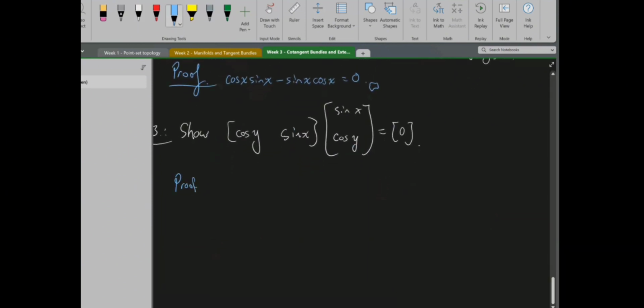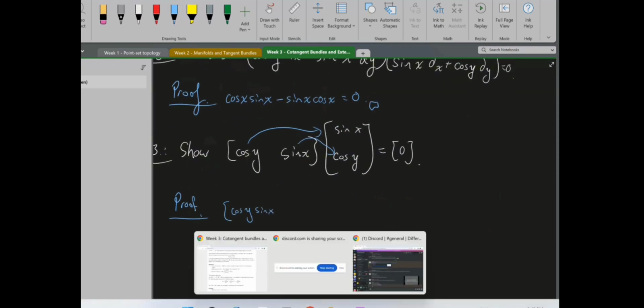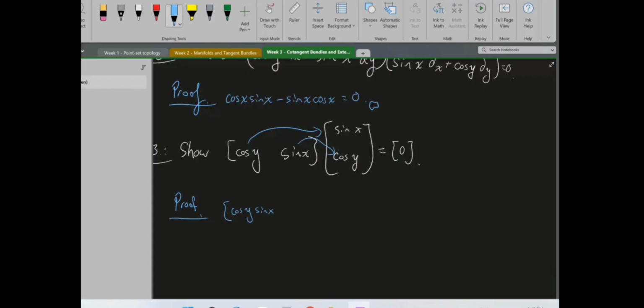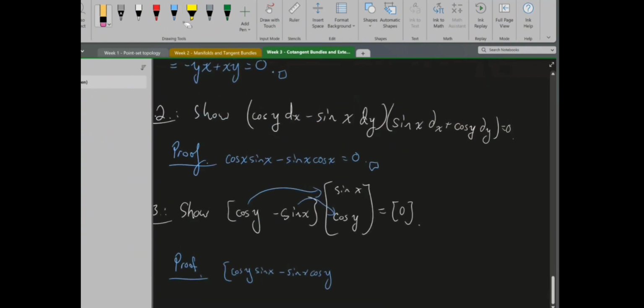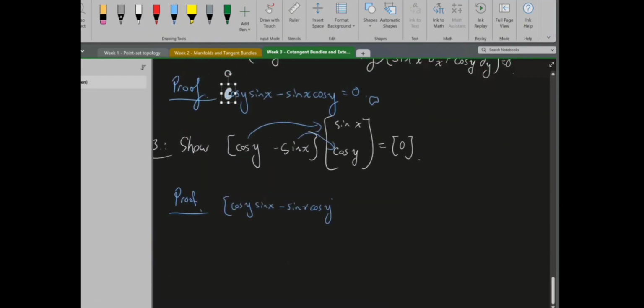Okay. Proof. Of course, you end up taking this one, and this one, and this one, and this one, so this ends up being like a dot product. So these two go together, and these two go together. So that's cosine y, sine x, minus sine x cosine y. And again, same thing here, cosine y in both cases. This should be 0.